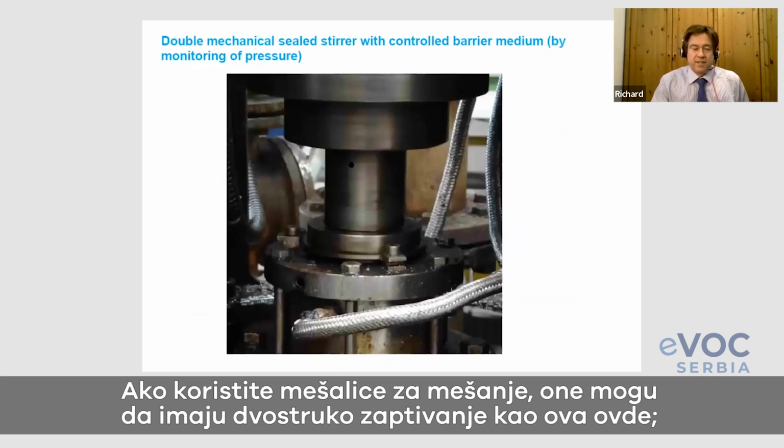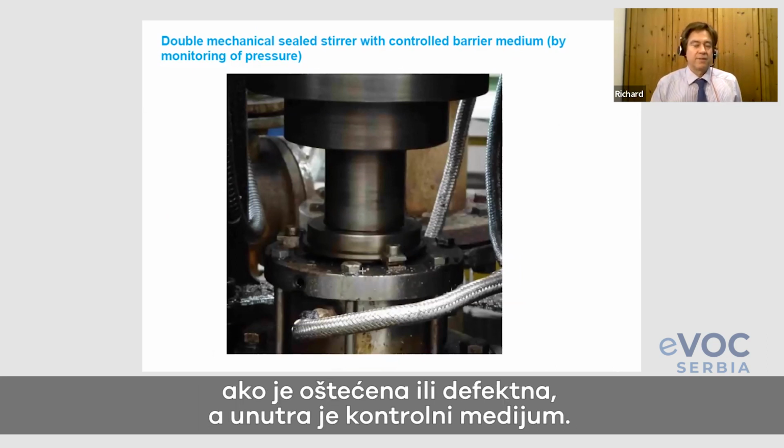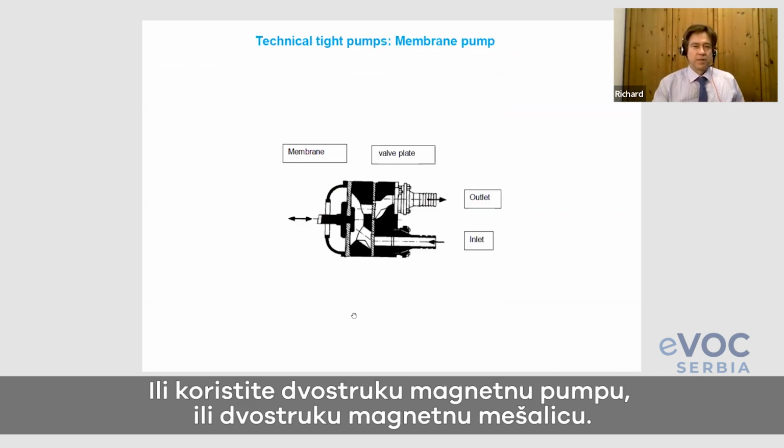You're using stirrers for the mixing. Here, for example, the stirrer has a double seal to avoid losses of VOC if, for example, one seal would be broken or defective, so gases could get out into the room. If you use this double seal and you have a control of the medium inside, then you can be on the safe side. Or you use a double magnetic driven pump or magnetic driven stirrer.